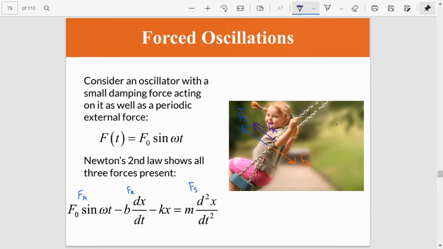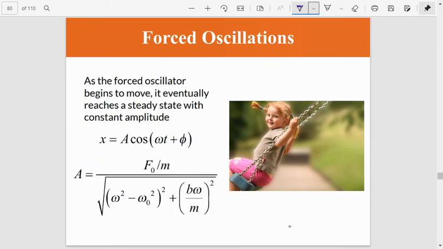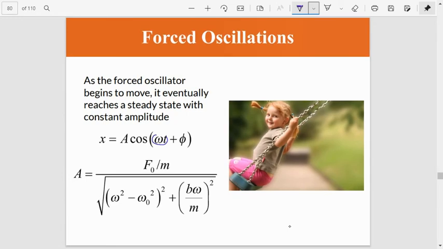So if we look at the formula now, we can still solve it and find a formula to describe the displacement of a forced oscillator with all these three forces present. And the formula actually looks really similar to the one for a simple harmonic oscillator. Just note that the term here, omega, is actually the angular frequency of the applied force. And the amplitude is a bit more complicated, but it is constant.